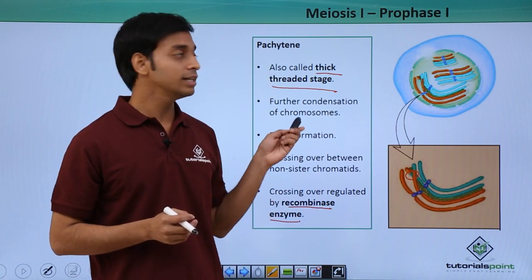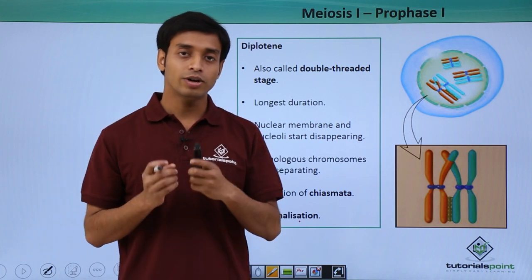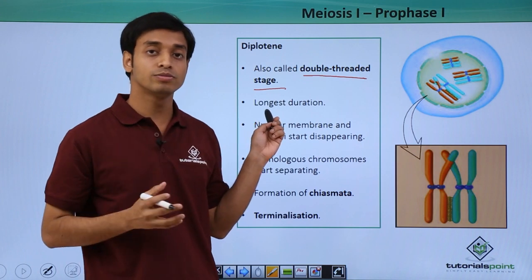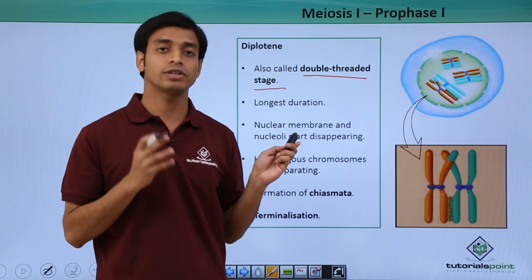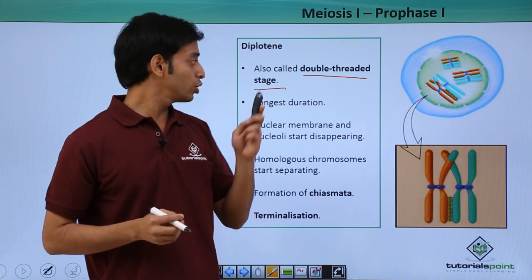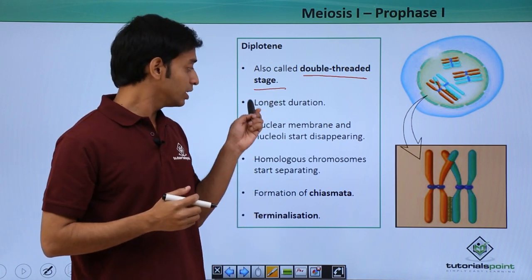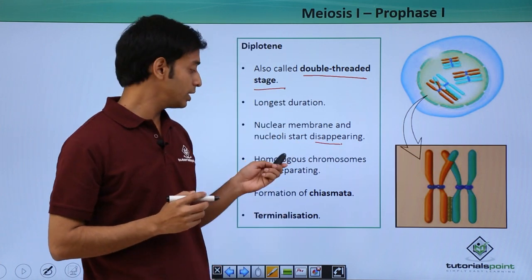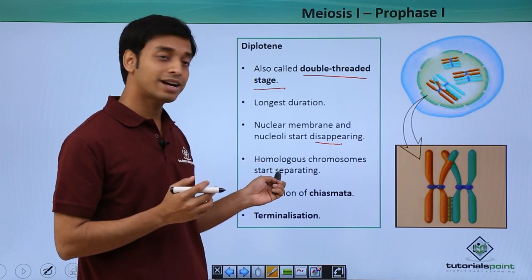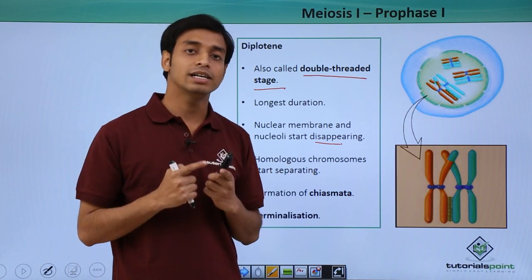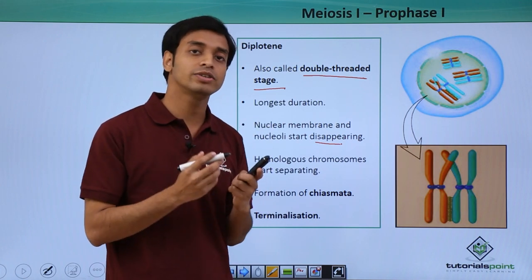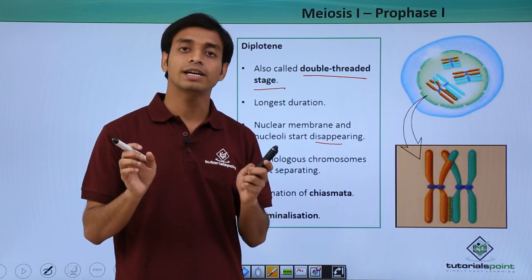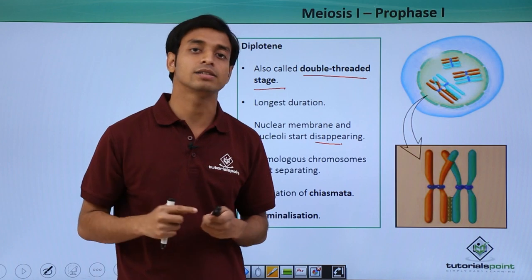After the step of pachytene, the stage known as diplotene comes. What happens in diplotene? Diplotene is also known as the double threaded stage. This stage consumes the longest time of all the 5 stages of Prophase I. So here it is the longest stage. The nuclear membrane and the nucleolus start disappearing in this phase. A very important step is that the homologous chromosomes start separating. Initially the area where the chiasmata, or the point of attachment, has formed starts separating. The homologous chromosomes push each other and go at a distance from each other.